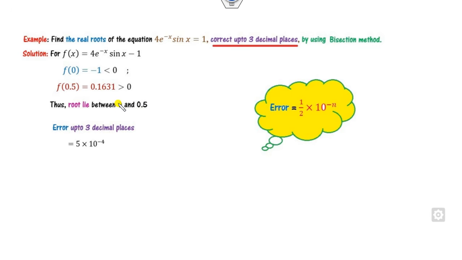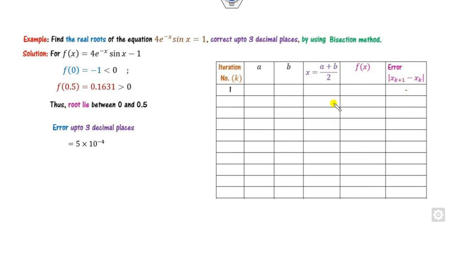So we can make the table. The error is half of 10 raised to the power minus 3. So I can write this number as 0.5 times 10 raised to the power minus 3, or 5 times 10 raised to the power minus 4, which is the required error. Now we can make the table. The first interval is a equals 0, b equals 0.5. The value at 0 is negative, so I can mark this as negative. This number is positive.